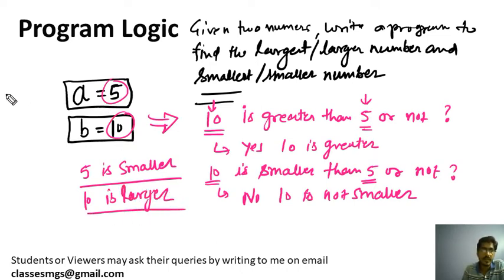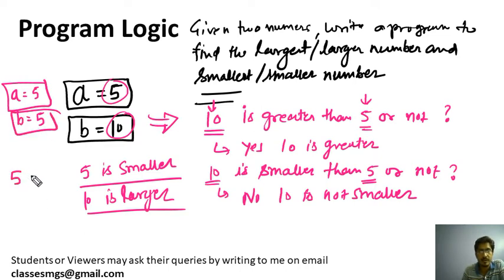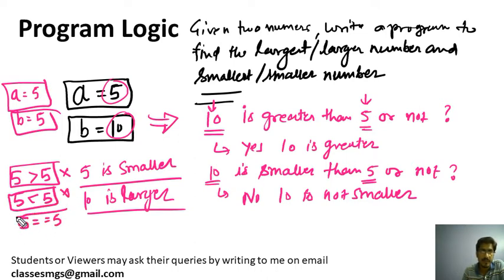Let's suppose a special case where both the numbers are the same, and someone asks whether a is greater than b or not. Is 5 greater than 5 or not? No, this is not. Is 5 less than 5 or not? No, this is also not possible. 5 is equal to 5 because the value 5 is always equal to 5.